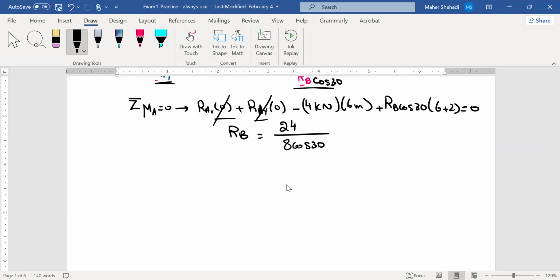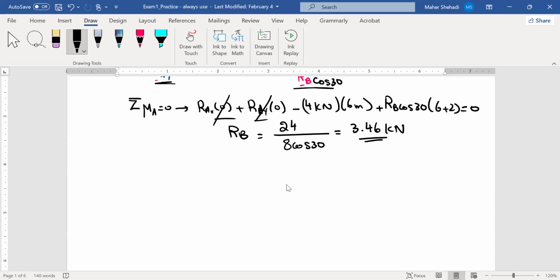24 over 8, that's 3 over cosine 30. I'll get a positive value. That's number 1. It should be positive because, well, no, I can't tell. I can't tell just from that diagram if it's pushing up or down. But anyway, we got a positive value. So we're done with RB.